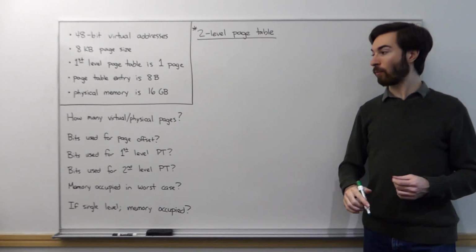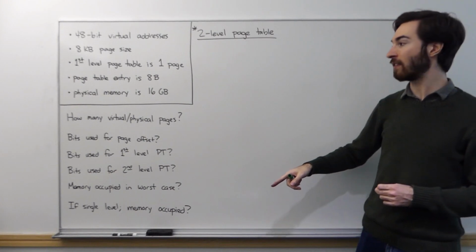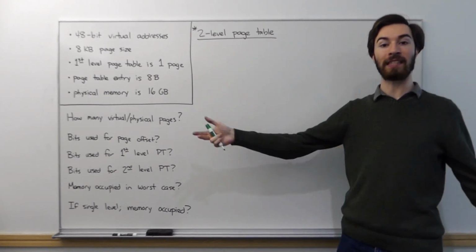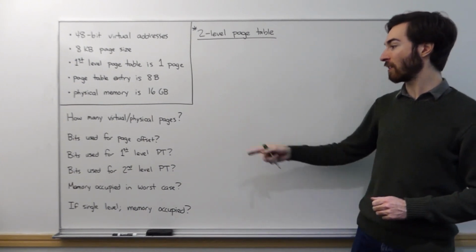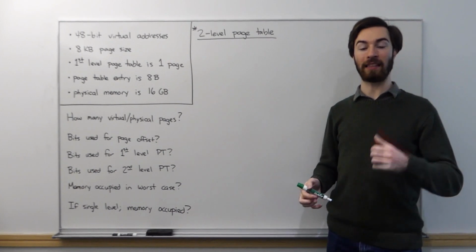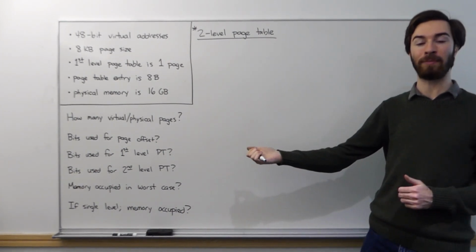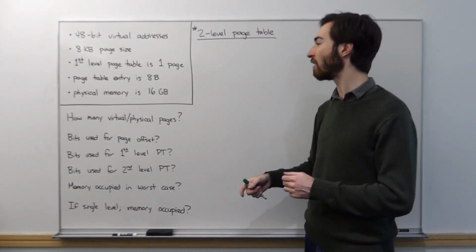So to start off with, we want to know how many virtual pages and how many physical pages there are in our system. To answer that question, we're going to need to know about the actual total size of virtual memory and physical memory and the page size. Because if we want to know the number of pages, we can take the total size of virtual memory and divide it by the page size, or take the total size of physical memory divided by the page size to find the number of virtual or physical pages.